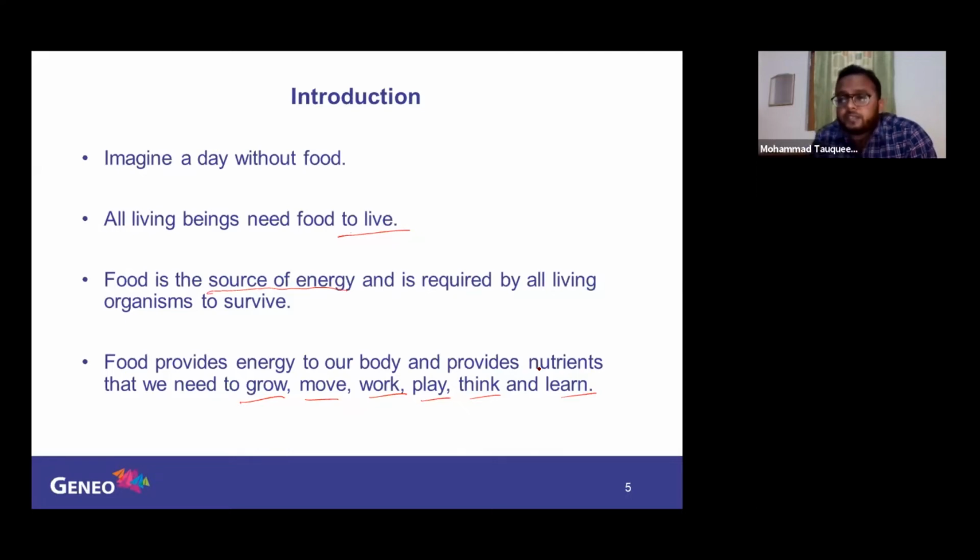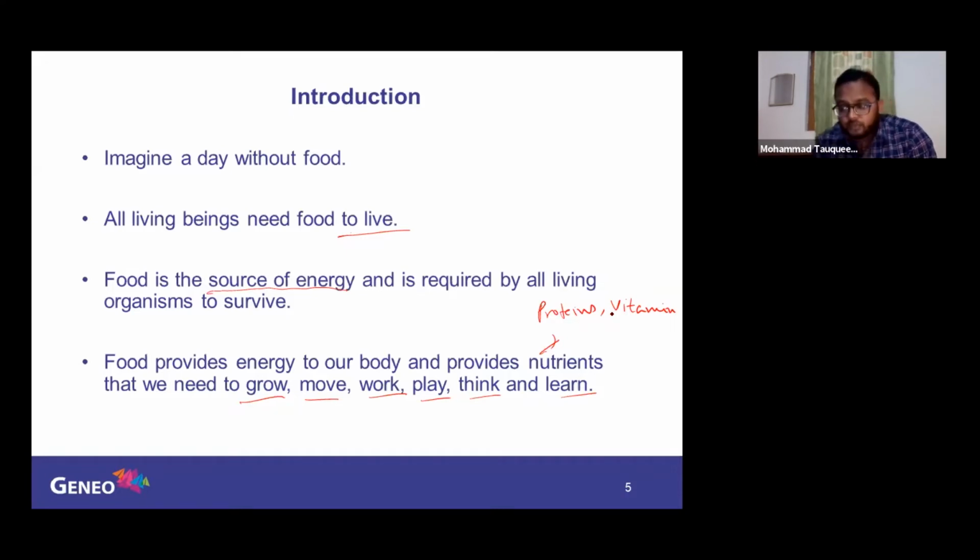And apart from these activities, food also provides nutrients, maybe proteins, vitamins. Proteins are present in milk, and vitamins in many fruits. So these are present in the food. From where do you get protein and vitamins? From the food. So this is all about the introduction of this chapter.